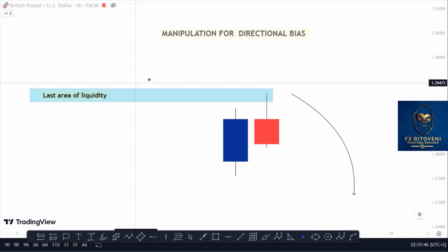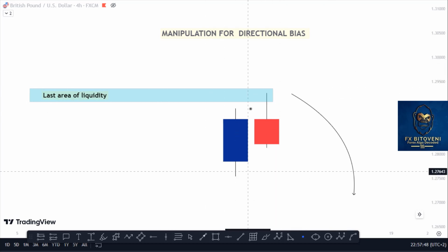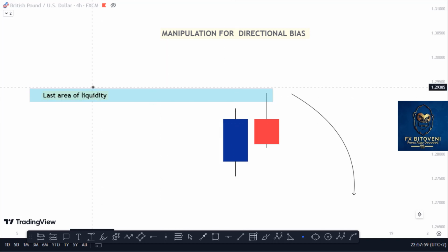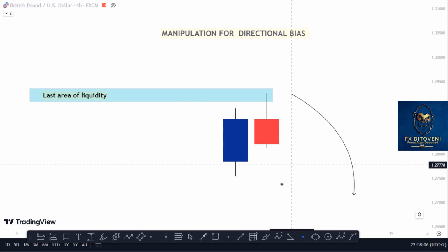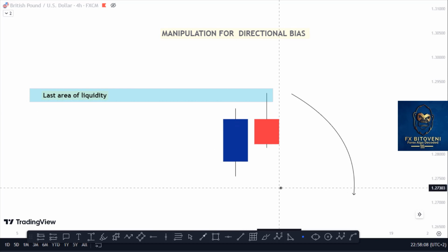So here, every time you open your chart, we want to study how you can identify the direction of the next candle that's going to come. So here, you will have your last area of liquidity. When we say last area of liquidity, it is simply where the market is going to stop, the last area where the market will stop grabbing liquidity and make a reversal. You have to know that.